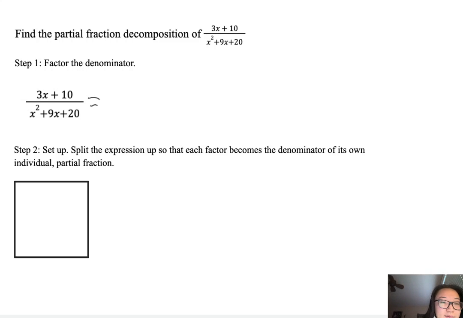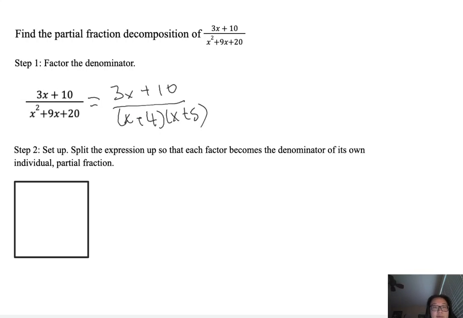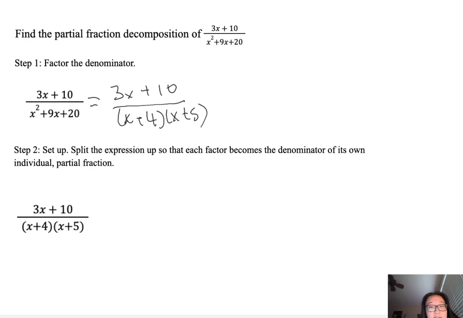Our first step is always to factor the denominator. The numerator stays the same, 3x plus 10, and our denominator becomes x plus 4 times x plus 5. Now we have to set up the expression so that each factor becomes the denominator of its own individual fraction. Currently we have one whole fraction. We want to make x plus 4 its own denominator in its own fraction, and x plus 5 the denominator in its own fraction as well.